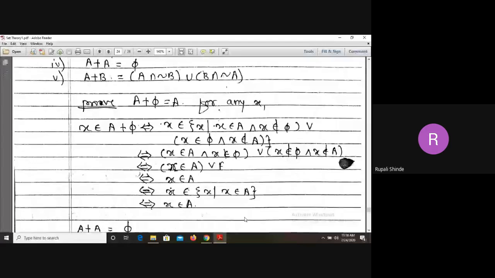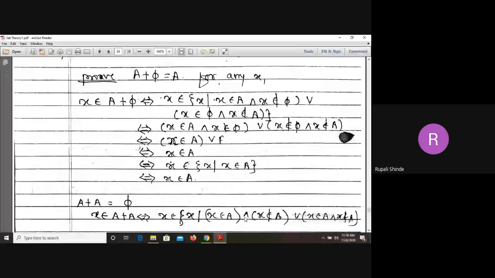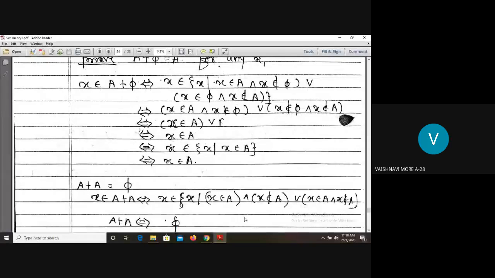So now we have to see the second statement. A plus phi is equals to A.